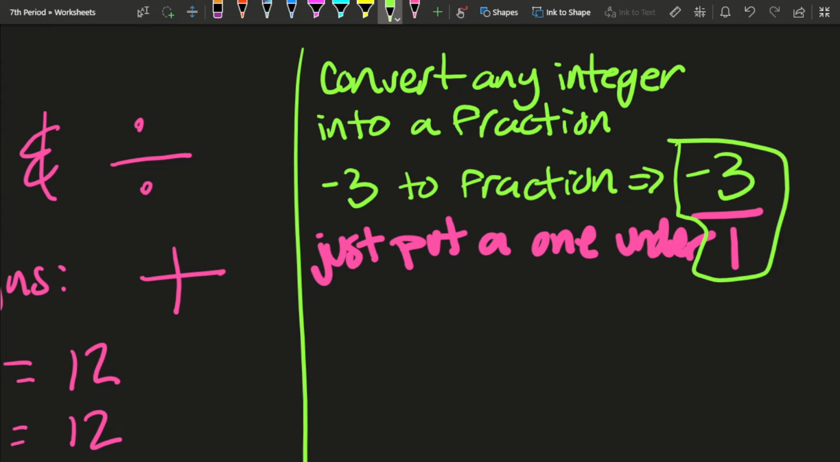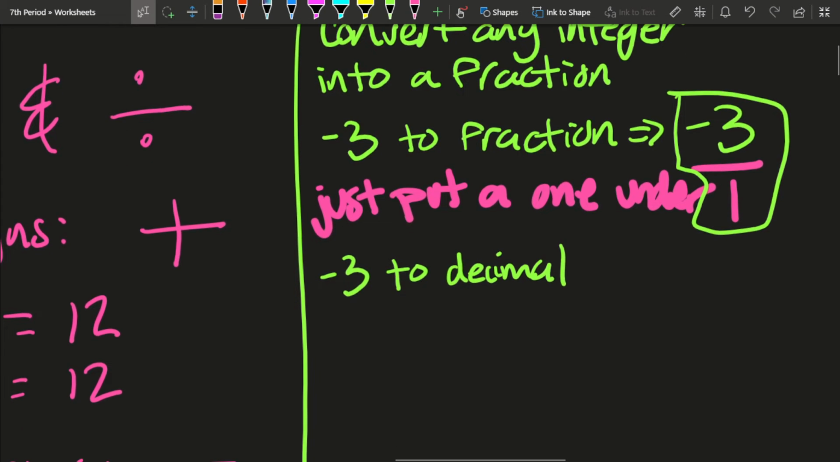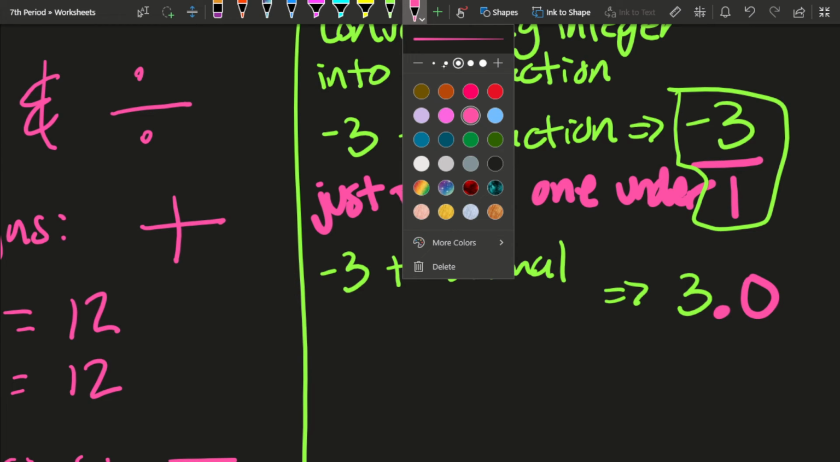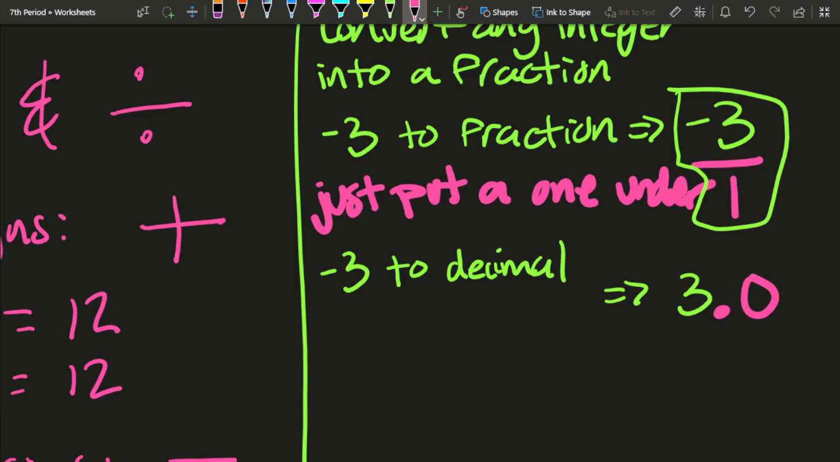Now, how can I make this into a decimal? Let's say you have adding an integer and a number with decimals. So we're going to take the same number, -3, to decimal. Okay? All you have to do, let's say you have this right here. The decimal is already there. It's at the end. And then you add as many zeros as you need to comply with the other form. So all you've got to do is put a decimal and a 0 after the number.